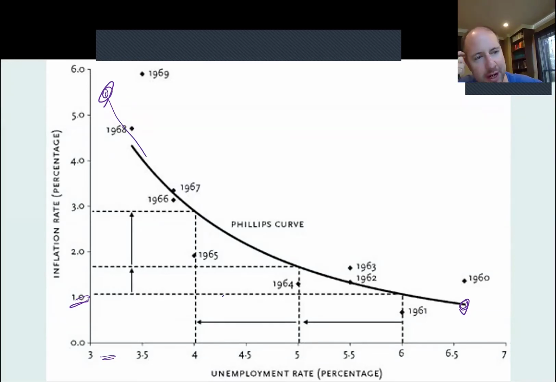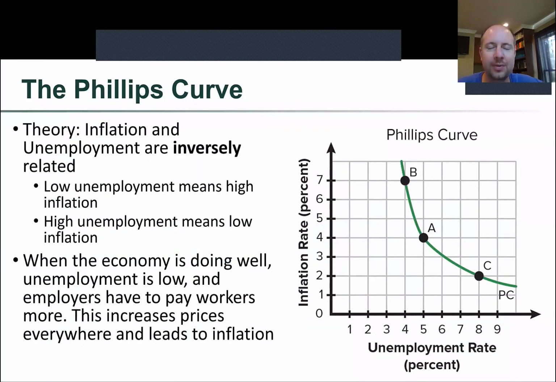So it's sort of like a trade-off. These are two things that are good: we want low inflation and we want low unemployment. And it seemed that there was this trade-off occurring. So the theory here was that inflation and unemployment are inversely related. Low unemployment means high inflation. High unemployment means low inflation.